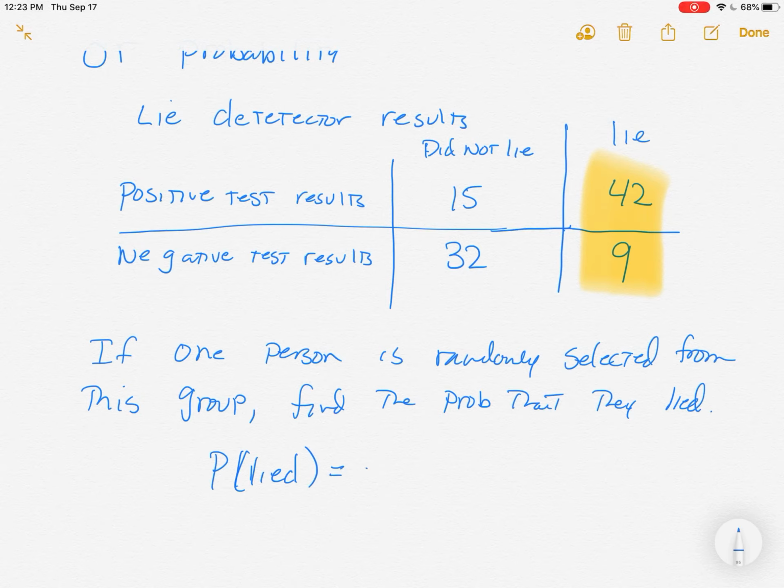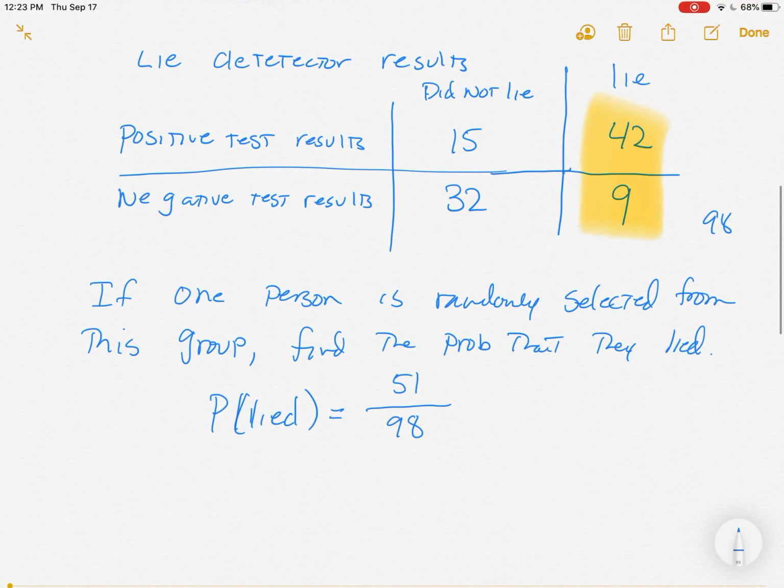And so out of that, all we have to do is know the number of people who lied. It looks like there's 51 who lied out of the total number of people who took the test or who were involved in the study. If we take the 15, the 32, and the 42, and the 9, let's add them up: 15 plus 32 plus 42 plus 9. That would be the total number of people. 98 people were involved in this survey. Sometimes they tell us that. We're done. 51 over 98 is our answer. That is the probability that somebody lied.